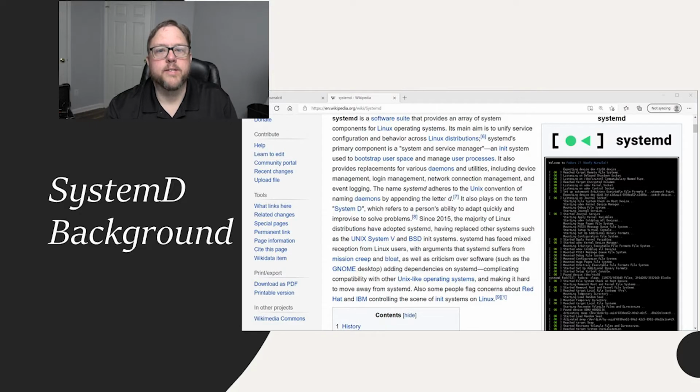A little background on systemd. Systemd was a Red Hat initiative to replace the init system for governance of daemons and services. journalctl is actually an outgrowth of that effort.